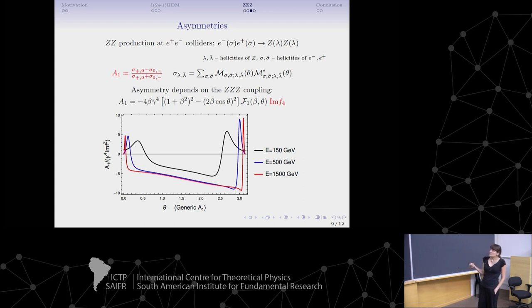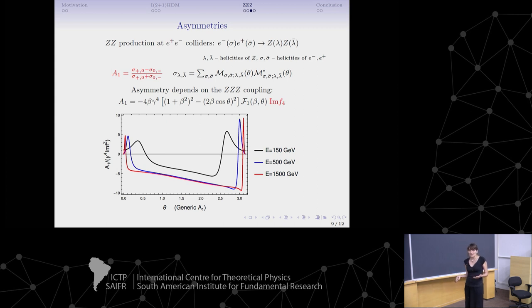An example of that asymmetry is shown here. We call it a generic A, because we have factored out the coupling, so it's just the phase space. You can see that for backward and forward, for small and large values of theta, we see different behavior. But this, unfortunately, has to be multiplied by the imaginary part of lambda 4, the value of that coupling. And now, the question is, can we get any reasonable values for that?